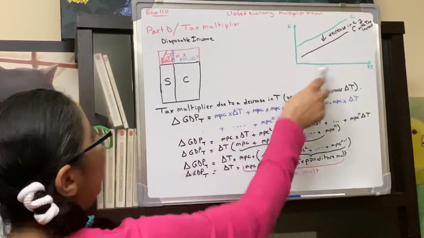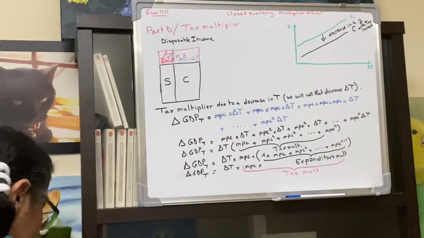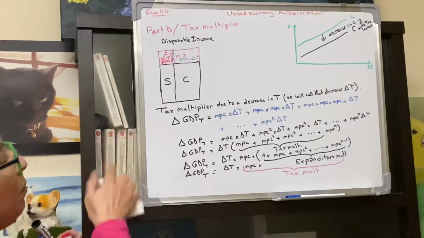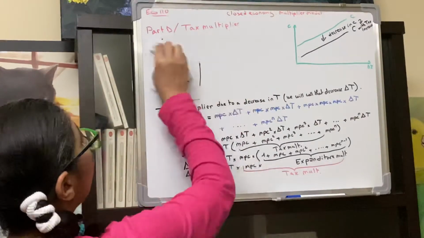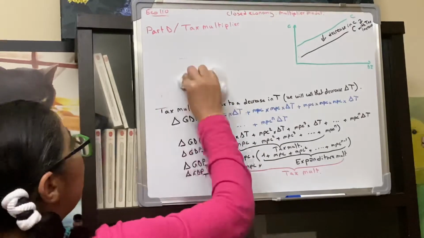I'm gonna actually take here, write it down. Do I have a paper here? Yeah, here it is. Take a screenshot, I need my board. And now we have our tax multiplier.